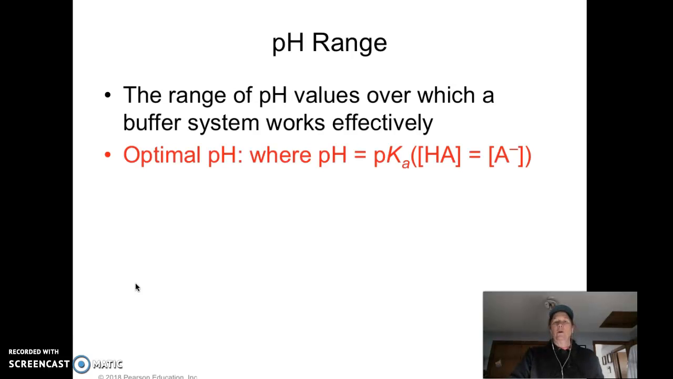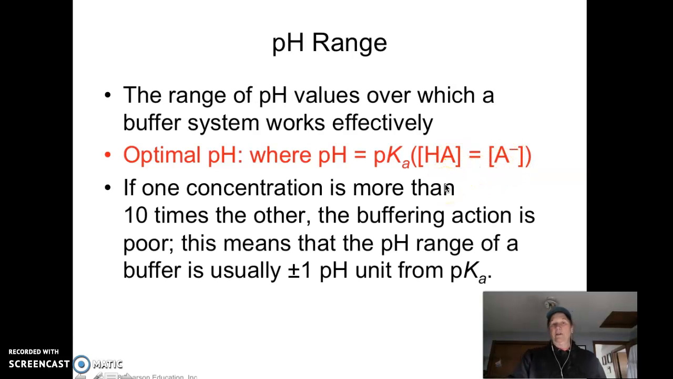So when we're looking at the range, we want the optimal pH to be where the pH equals the pKa in the Henderson-Hasselbalch equation, or where the acid and its conjugate base are close to each other. We want their molarity to be similar, and then they'll work best.